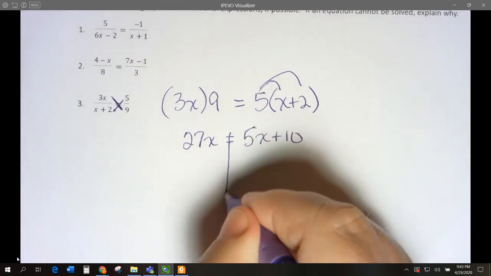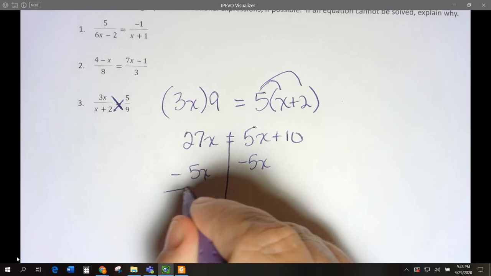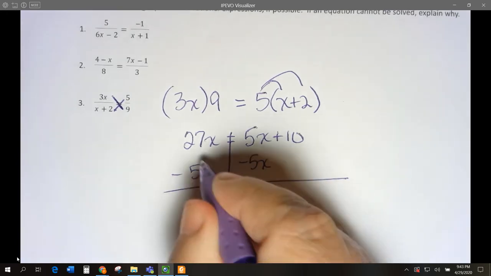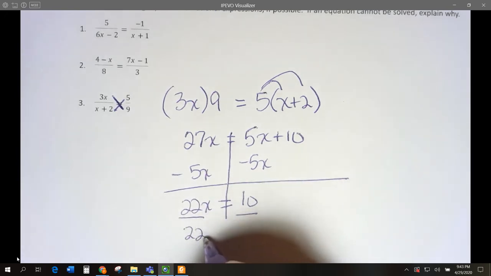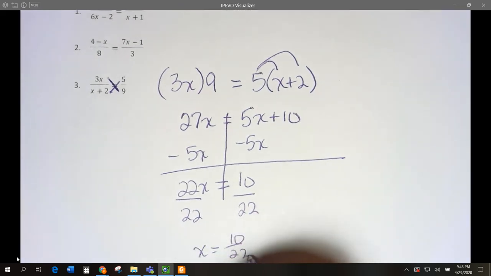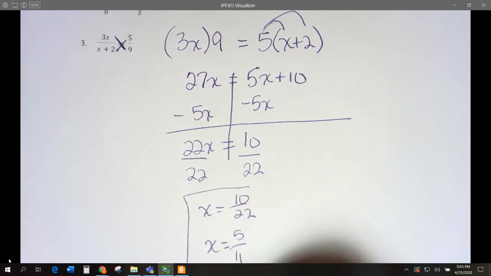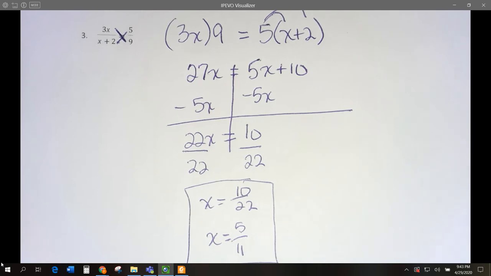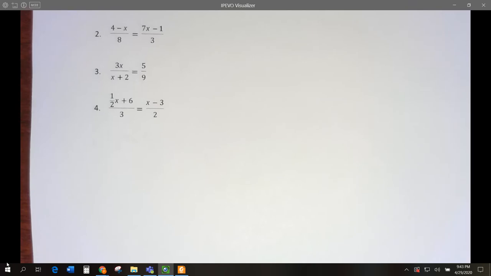Now we have to get rid of the variable with the smallest coefficient, which would be the 5x. So we're going to minus 5x from both sides. And we're going to get 10. And over here we're going to get 22x. Now we have to divide by 22. And x is going to give us 10 over 22. Or x, if we want to divide top and bottom, numerator and denominator, by 2, we could get 5/11. Either one of these are good. Okay, same numbers. Let's go on to number 4. Oh, fractions. We gotta love our fractions.